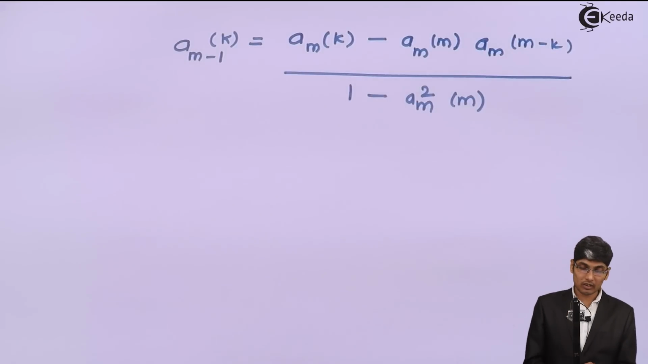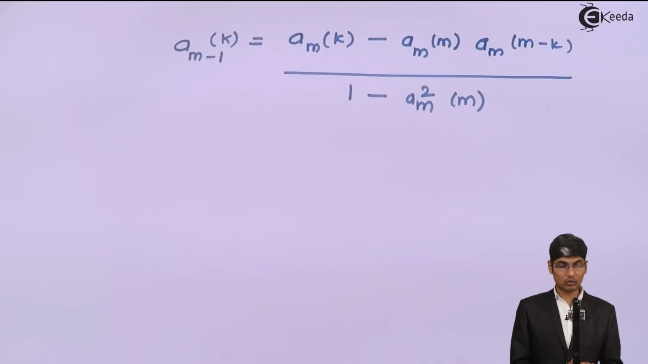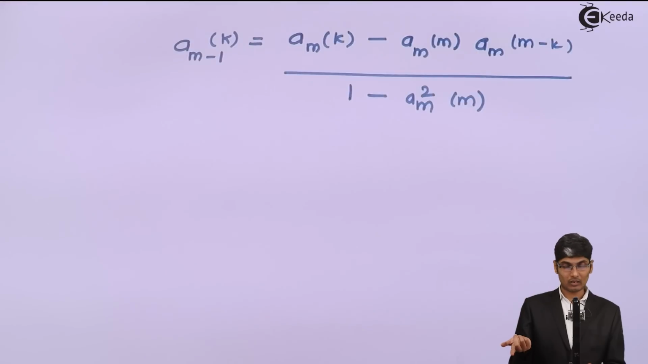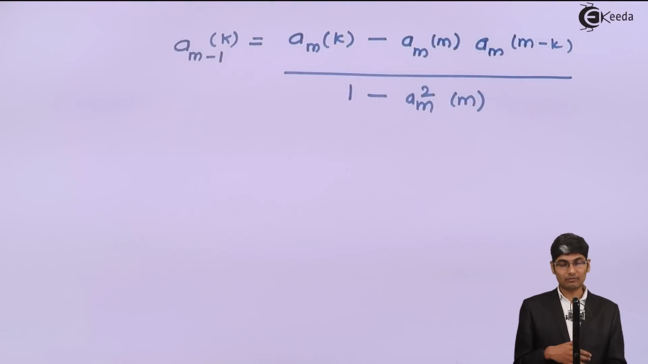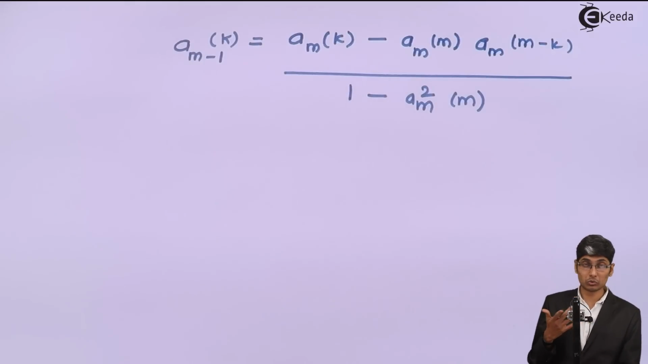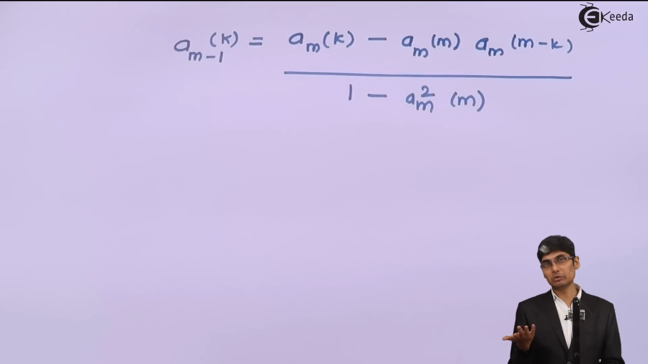So m is the order of the filter and k takes values from 1 to the highest value of m. If m is the order of 3, k will take values from 1 to 3. If m is equal to, let's say, 2, then k will take values 1 and 2, and so on.